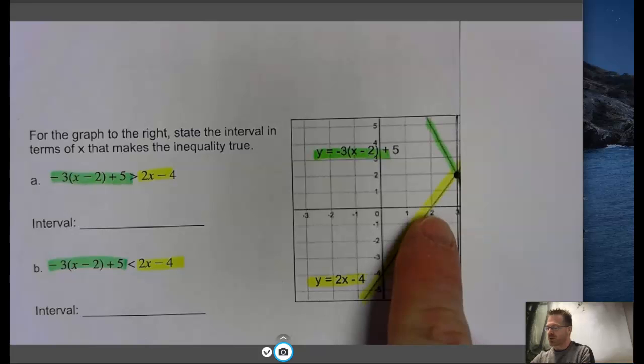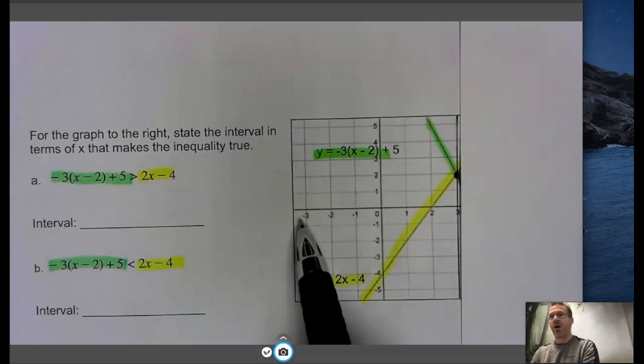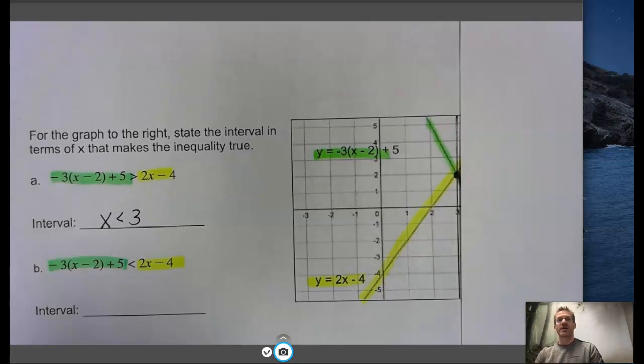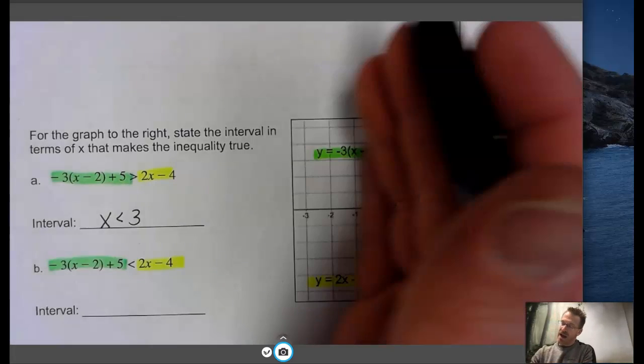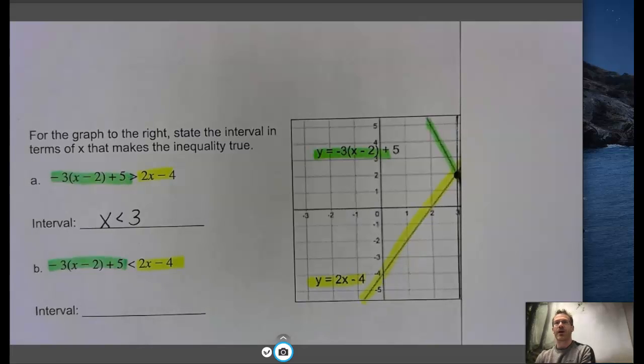All right, so at x equals 2, x equals 1, x equals 0. Now, how do all of those values compare to x equals 3? All the values to the left are less than. So on that interval, it's going to be x is less than 3. So that's the major difference between an inequality and an equation. With an equation, we're going to get a finite amount of points of intersection. Okay? Well, with an inequality, we're going to have an interval. All right? So for every value to the left of that point of intersection, the green graph is going to be greater than the yellow graph.